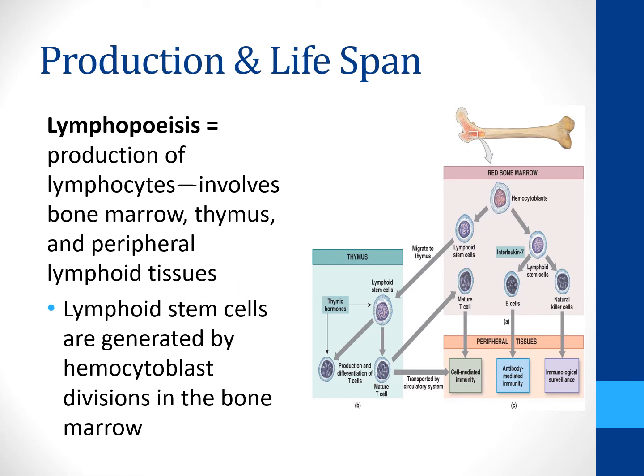This is a review. We've seen this before, basically showing that the hemocytoblast is going to differentiate into lymphoid stem cells within the bone marrow. Some of those will travel to the thymus and become T cells. Other ones will stay within the bone marrow and become B cells, which will go to the spleen and the lymph nodes, or natural killer cells, which are going to circulate throughout the tissues of the body.